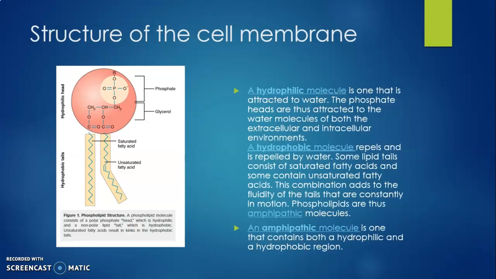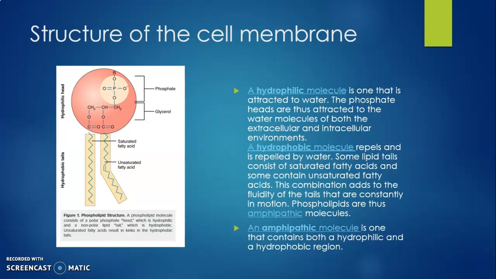So the structure of a cell membrane, it is an amphipathic molecule, which means that it has both a hydrophilic and a hydrophobic region. So a hydrophilic molecule is one that is attracted to water, so it likes water. As you can see here, the phosphate head of the phospholipid bilayer of a cell membrane is the hydrophilic part, and that's the part that would actually attract the water molecules.